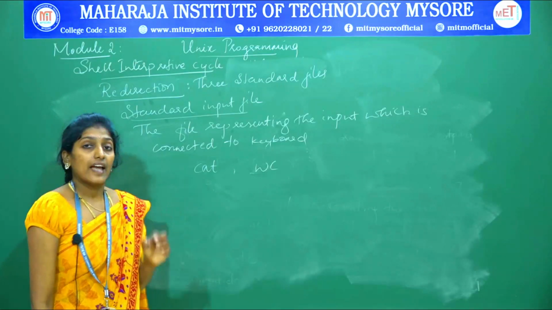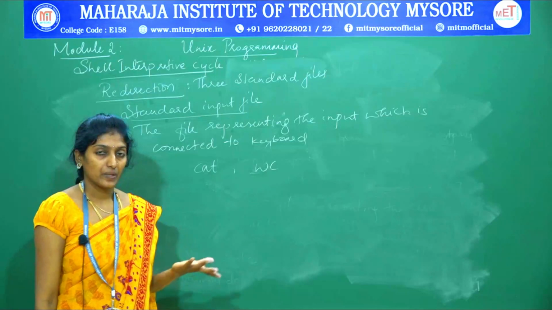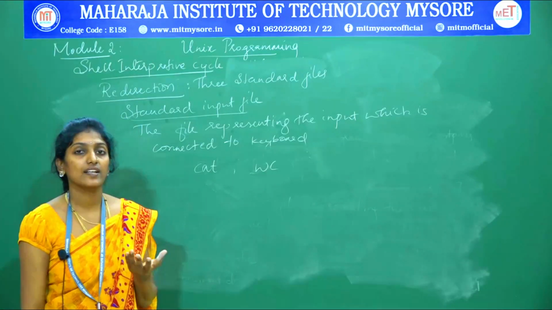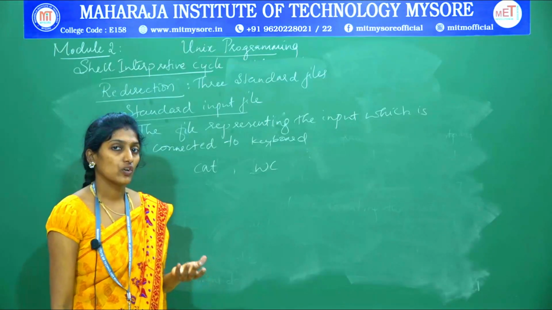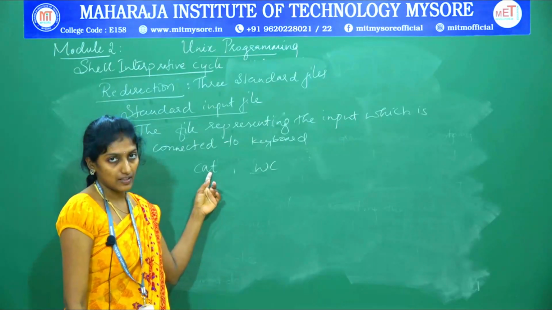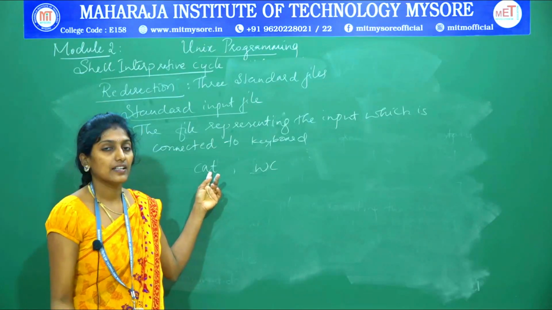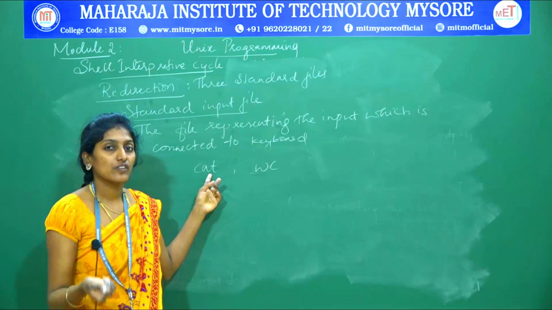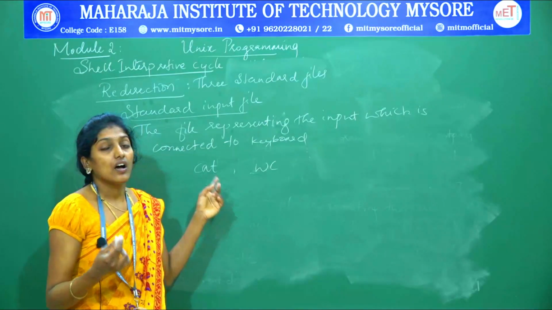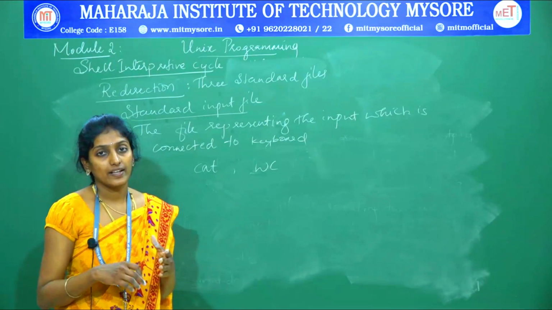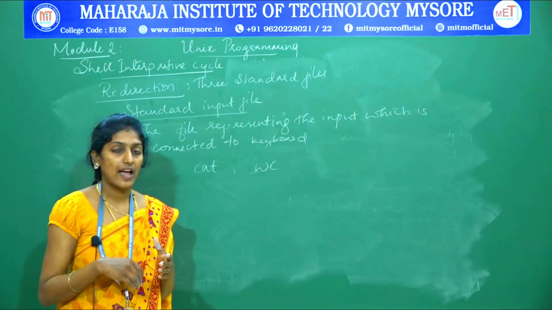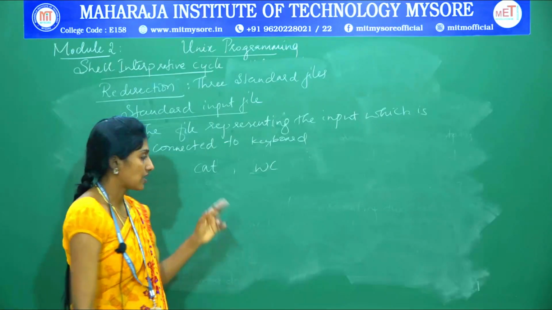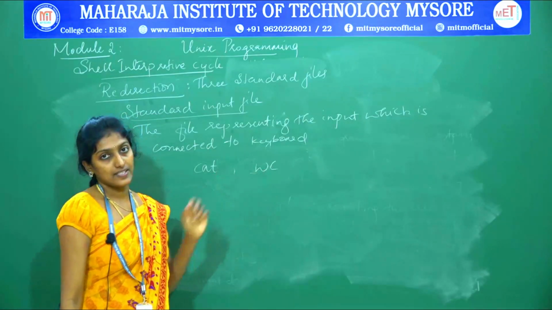As I have already said in the previous session, the cat command is used for two purposes. One is for viewing content: whatever file name you provide as an argument to the cat command, that particular file content will be viewed. The other purpose of the cat command is, if the user wants to create a file and enter the content within it, or edit the content within that file, he can use the cat command.